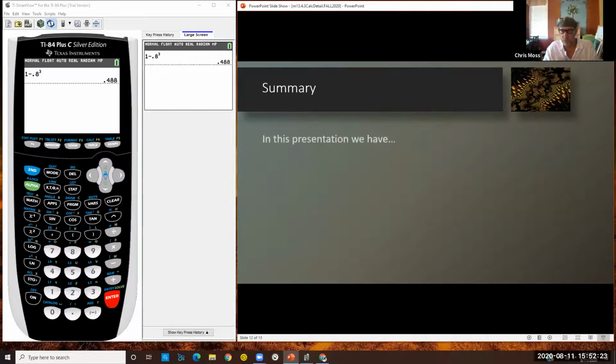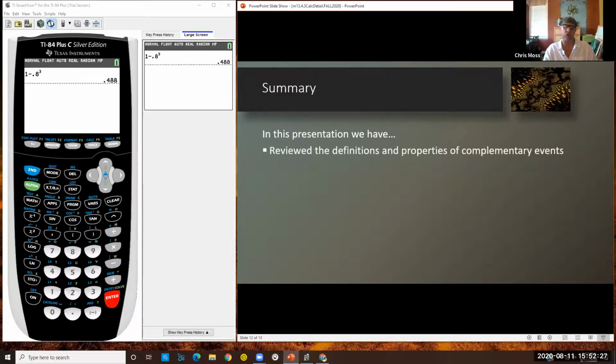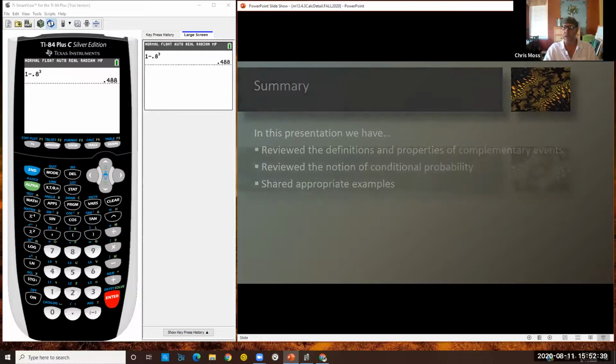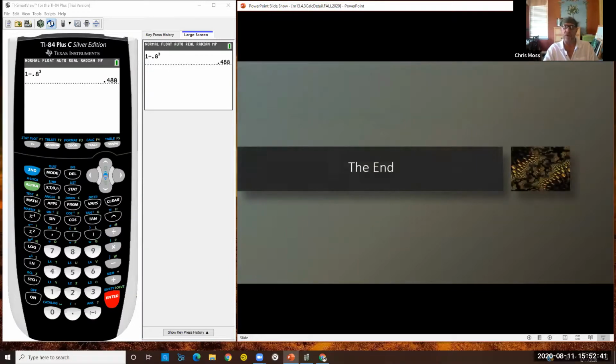We have a summary. So, excuse me, we have reviewed the definitions and properties of complementary events. We reviewed the notion of conditional probability. And while we took that little journey, we saw several appropriate examples. That brings me to the end of the presentation. I hope it has been helpful. I will stop the share.